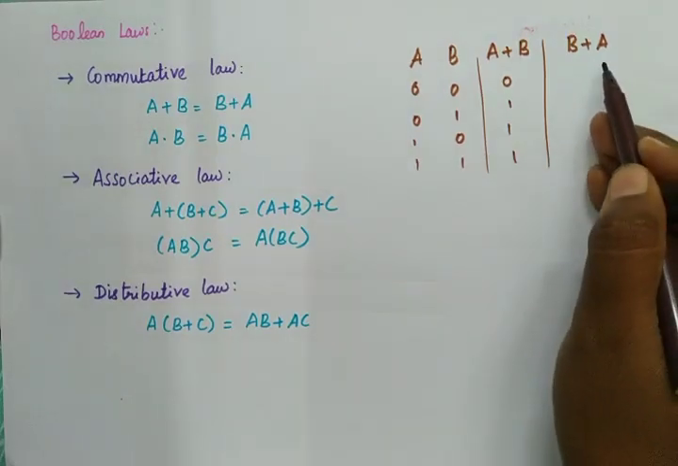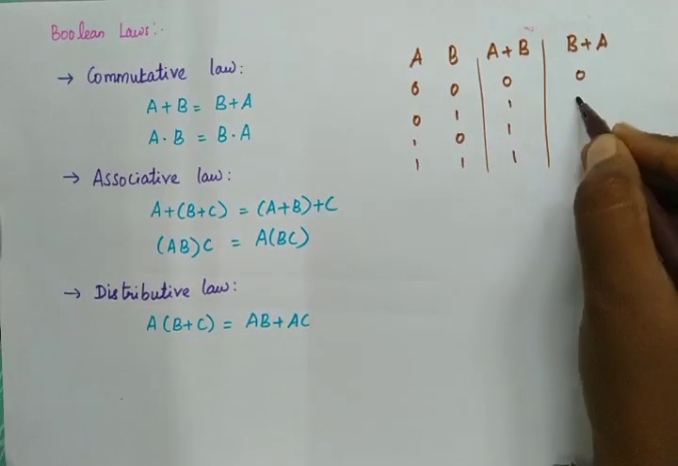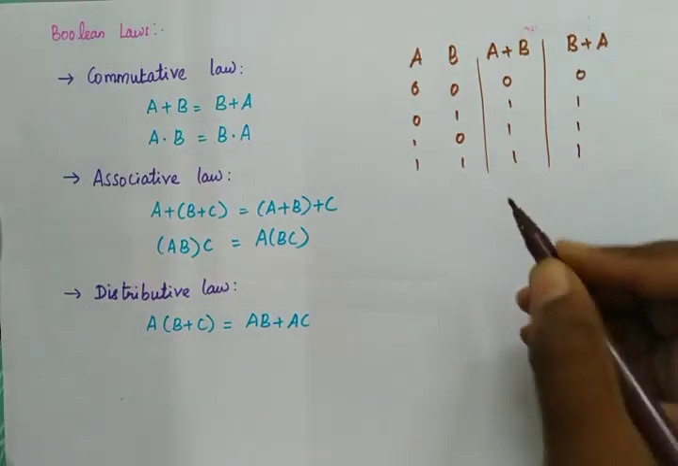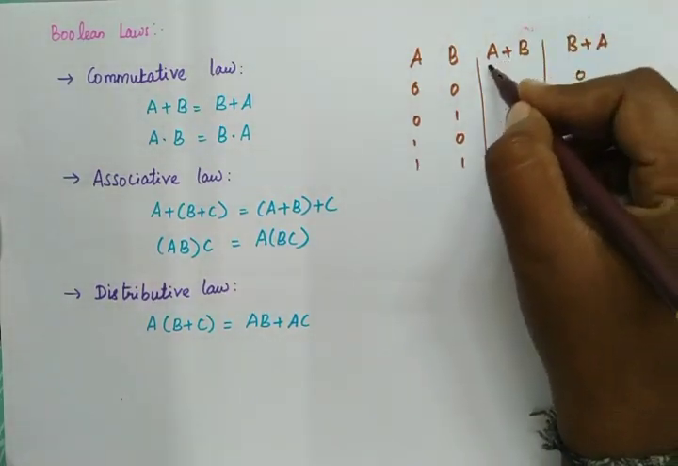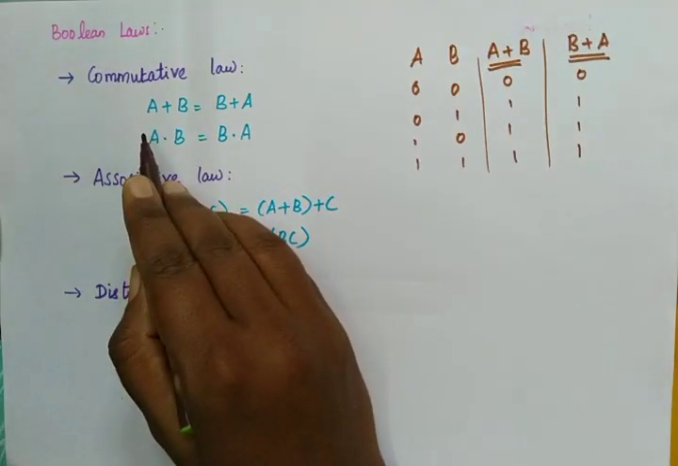Now what is b plus a? Again the same thing. 0 plus 0 is 0, 0 plus 1 is 1, 1 plus 0 is 1, and 1 plus 1 is 1. So we can prove that a plus b is equal to b plus a. That is this commutative law.